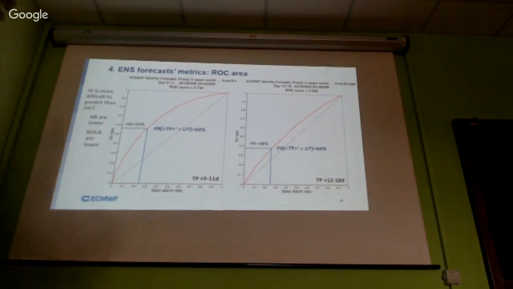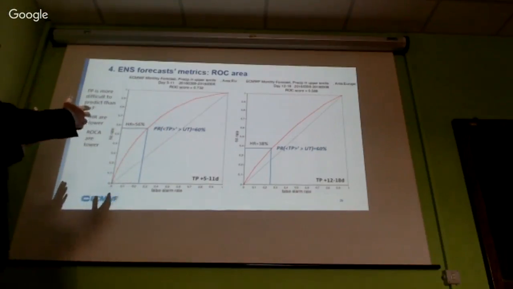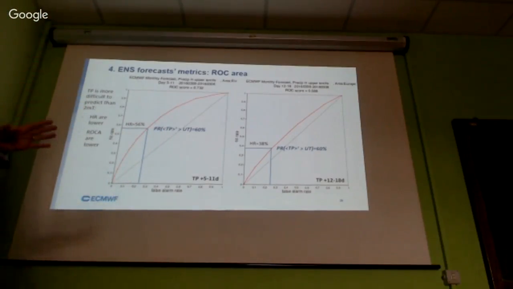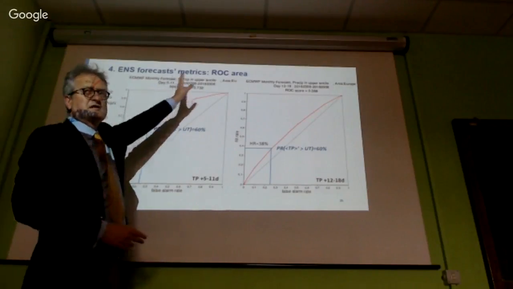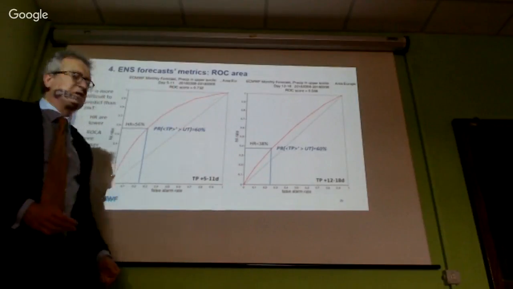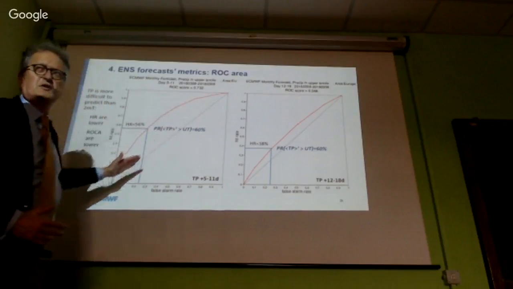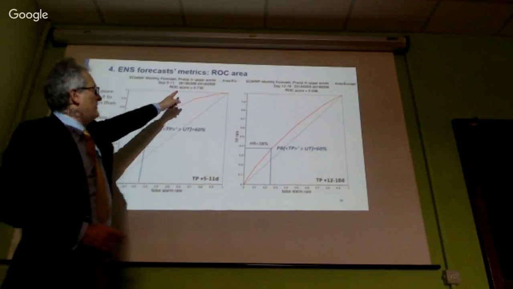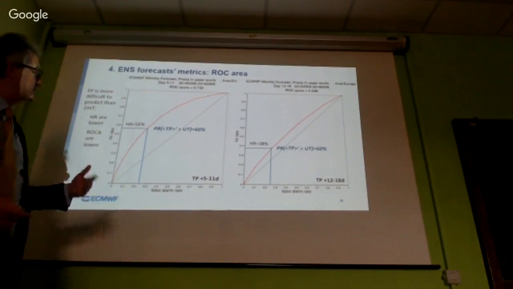Clearly, there are forecast variables which are easier to predict than others. This is the same type of plot, but for total precipitation. This is also a day 5 to 11 forecast, same area. It's a probability of precipitation in the upper tercile. As you can see, the curve is closer to the diagonal, which is the line of no skill. The area is 0.73 and not 0.85.